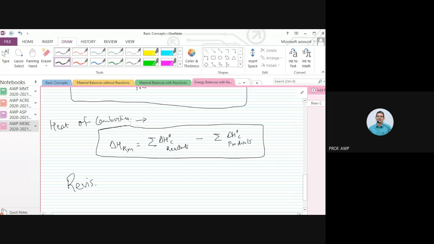Revise another homework. Revise the basics of thermochemistry from your 11 standard and 12 standard. Okay. Shall we stop for the day?